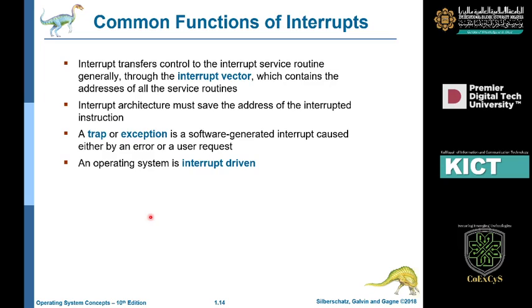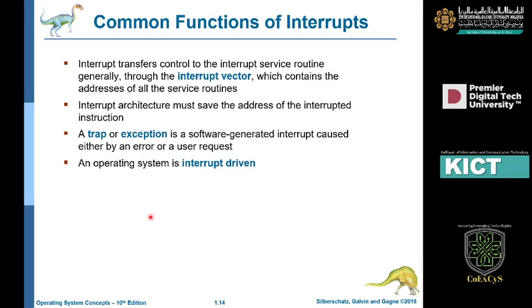A different type of interrupt, which is a software-generated interrupt, is called a trap or an exception. It happens whenever there's an error or a user request from software.